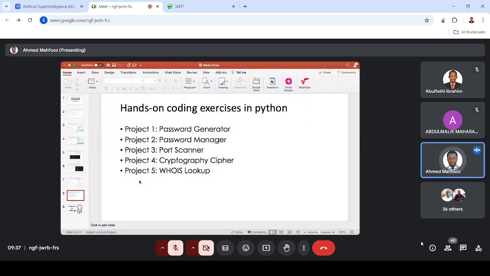Then we have whois lookup. You can write a simple script to look up each and every person on the network, to see who is the person on each and every system on the network. So these are our brief hands-on assignment today. You'll be writing the code, getting hands-on experience with Python code as a cybersecurity professional for either of these projects.